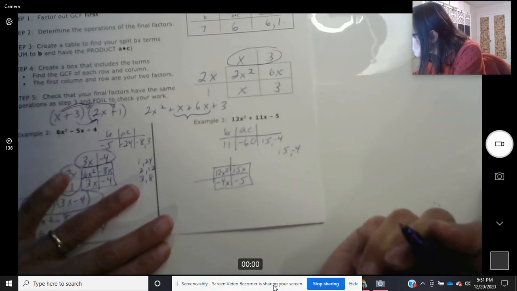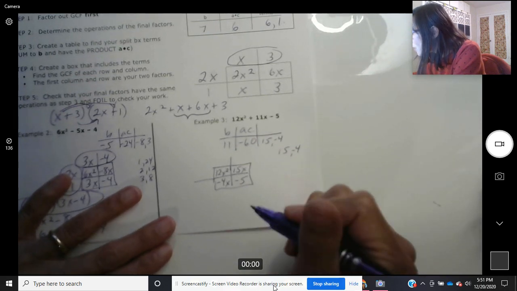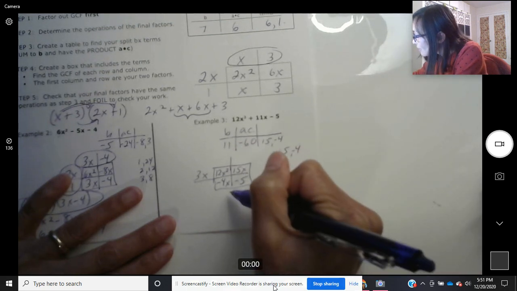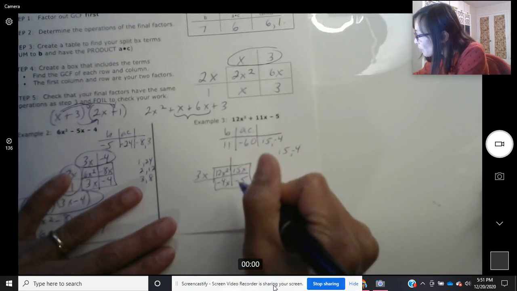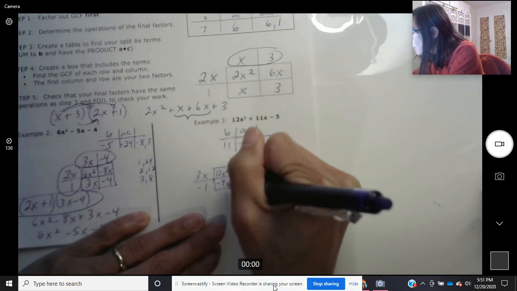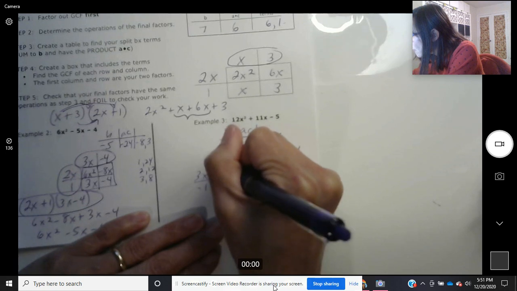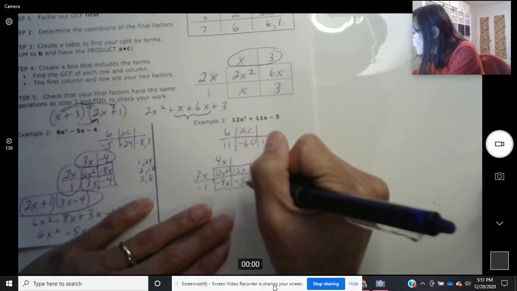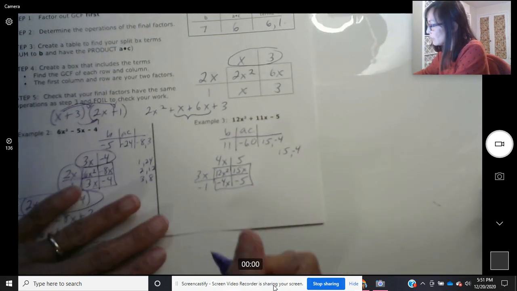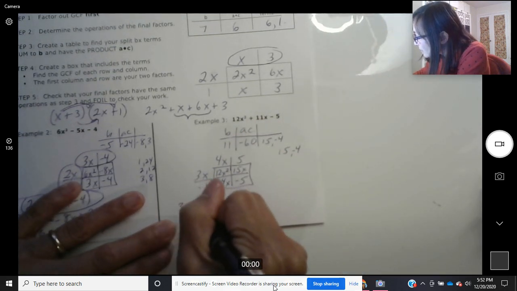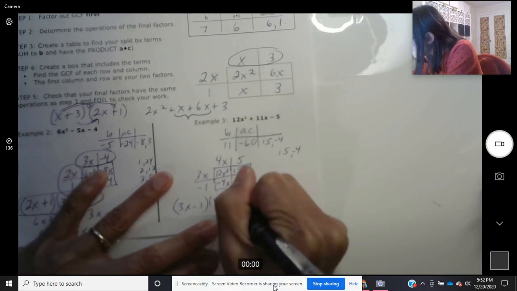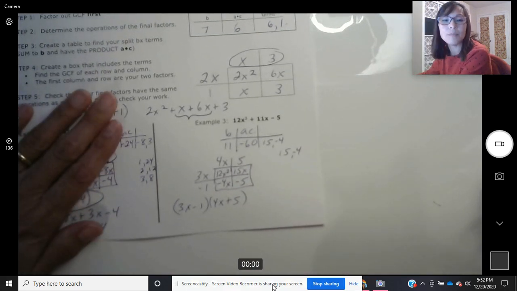When I look at 12x squared and 15x, both have a greatest common factor of 3x. And then negative 4x and negative 5 both have negative 1 as a greatest common factor. On 12 and 4, I can take out a 4x, and then on 15 and negative 5, I can take out a 5. So 3x minus 1 is my first binomial, and 4x plus 5 is my second binomial.